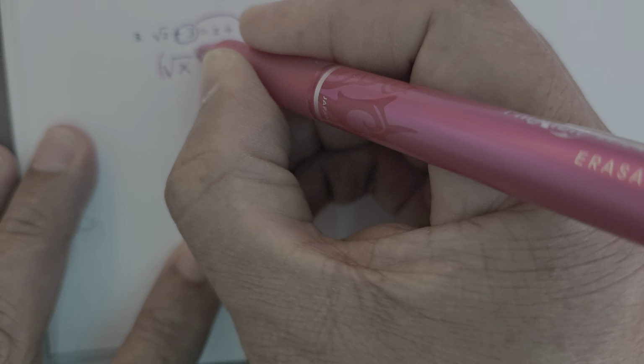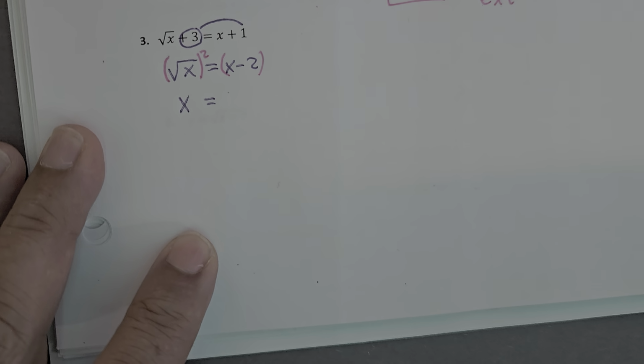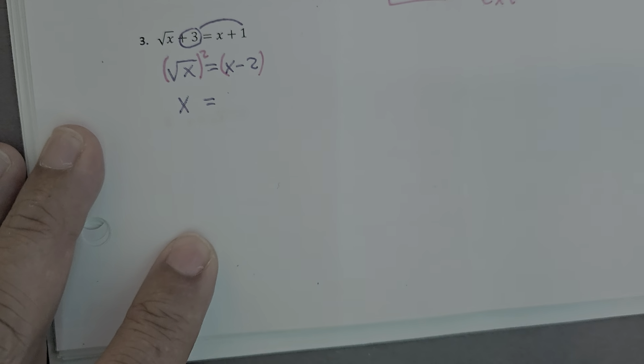So then this gives me the x by itself, and it's equal to, okay, so I'm going to take this to the side and I'm going to expand it. I forgot to write the square here. So then this is x minus 2 times x minus 2. So x times x is x squared. x times negative 2, that's minus 2x. Negative 2 times x, another negative 2x. And then negative 2 times negative 2, that's positive 4.